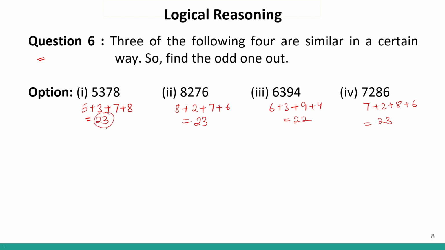So if I look at option number 1, 2 and 4, the sum is 23. Only in option number 3 we have a different sum, that is 22. Therefore, option number 3 will be the odd one out. Clear?